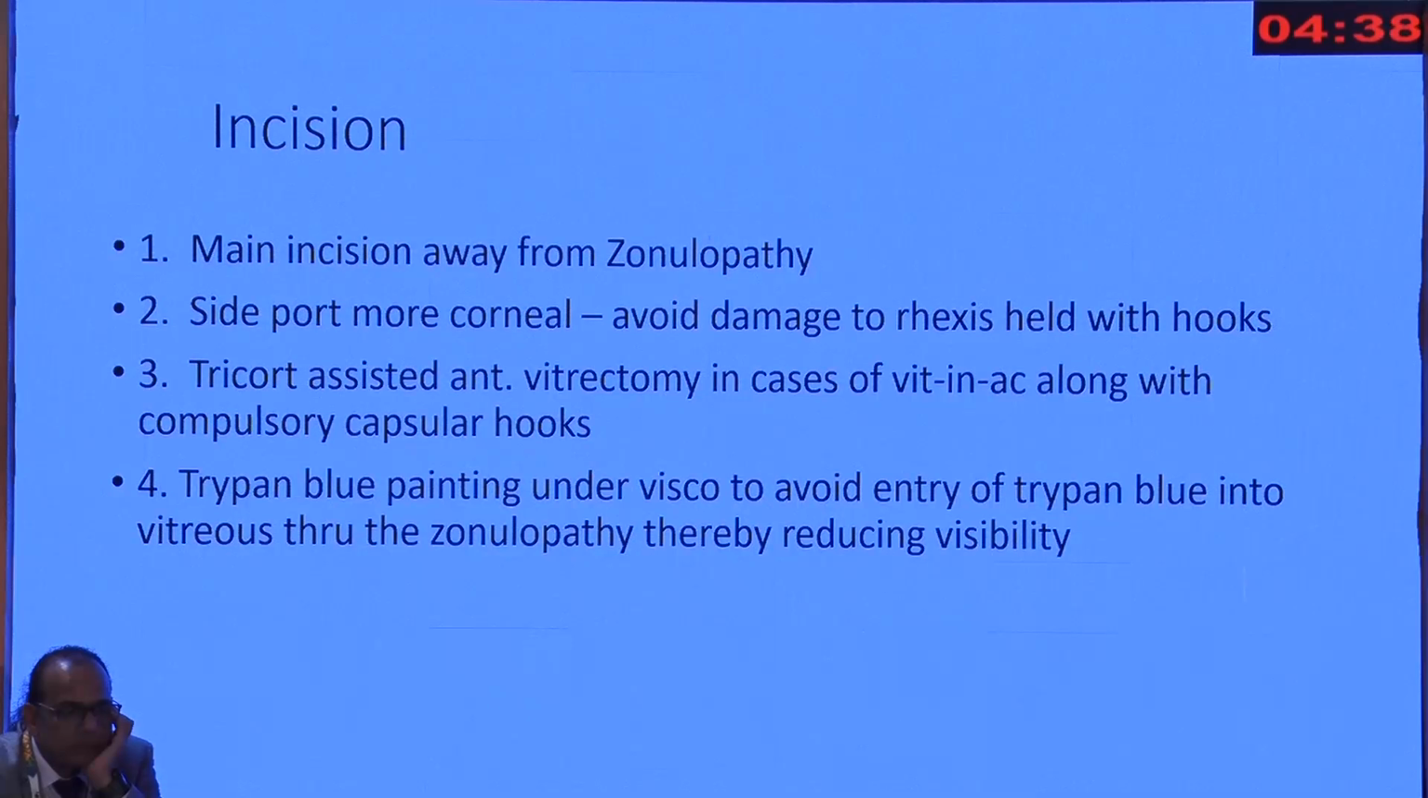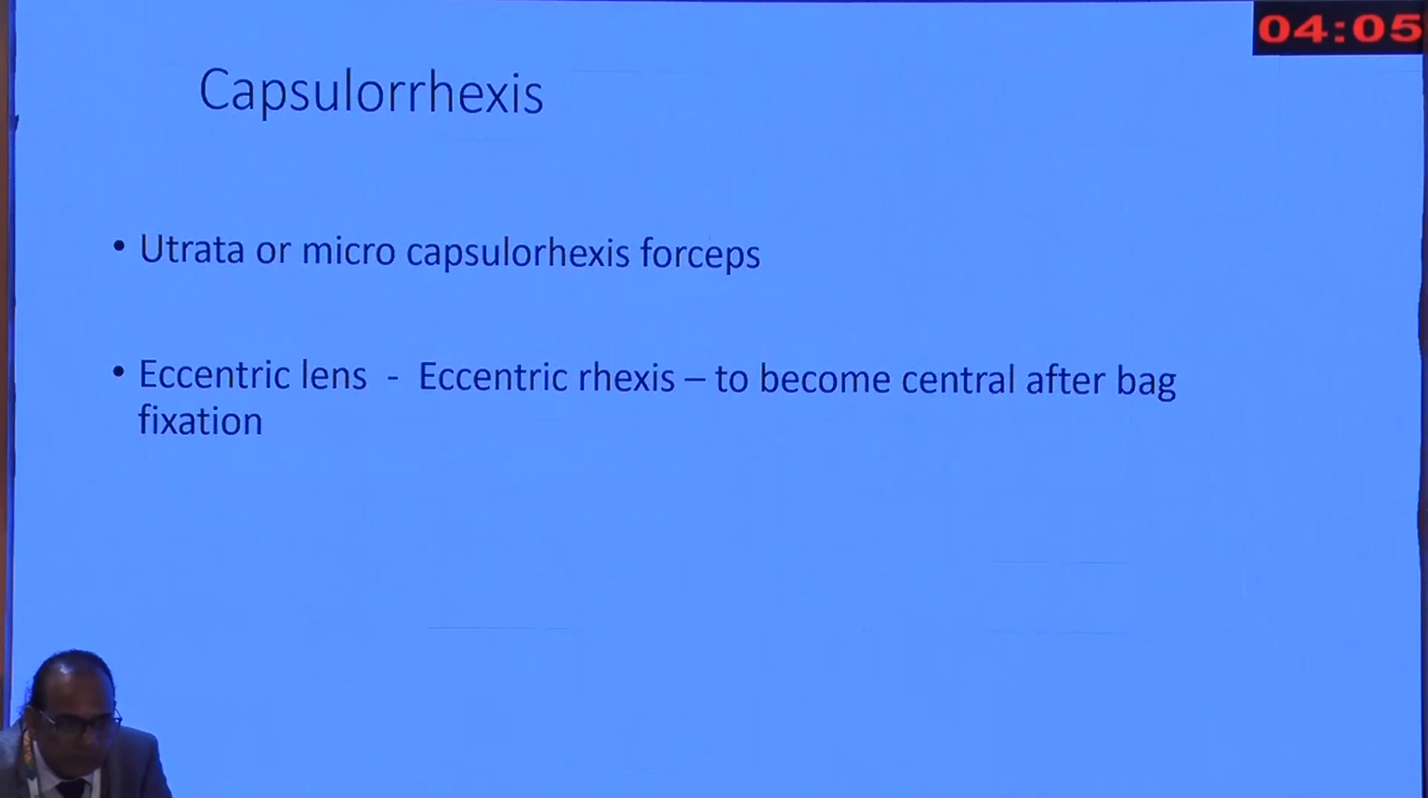The incision should be away from the zonulopathy, and all these side ports should be more corneal. This is very important, like in all those cases of RK, out of context this point is, but in all those cases you want to do a scleral incision. In cases of incisional keratotomies, here you want to do more corneal, and tricot assisted vitrectomy and trypan blue painting under visco to avoid entry of trypan blue into the vitreous. That is very, very important, because trypan blue entering the vitreous reduces the red reflex and visibility.